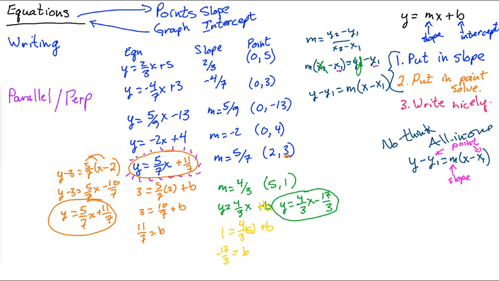All right, let's do it one more time with this guy right here. We're going to take this guy right here, and we're going to come up with this answer in no think, all in one step. y minus the y value, 1, equals m times x minus the x value.